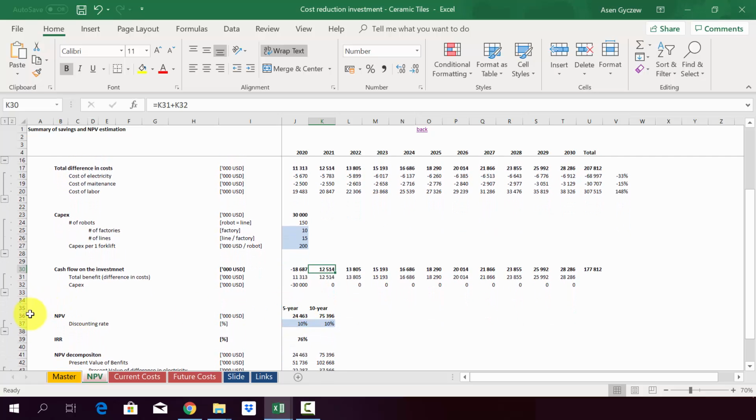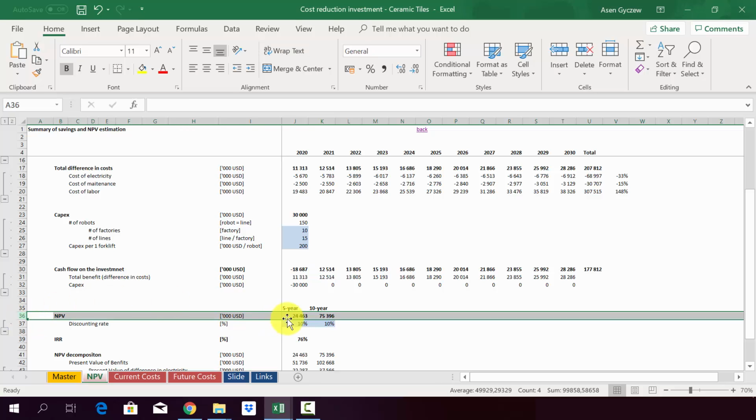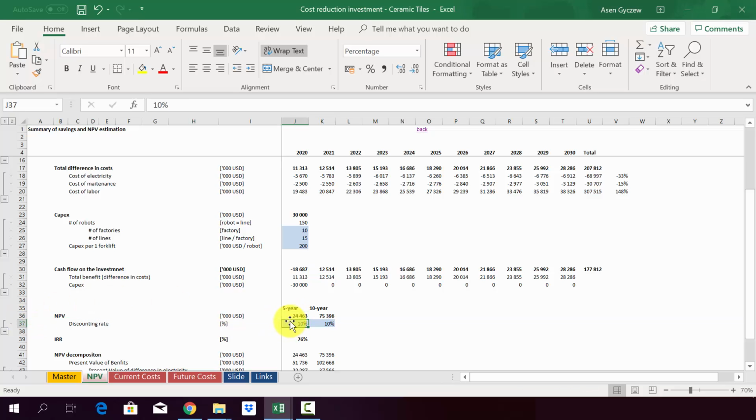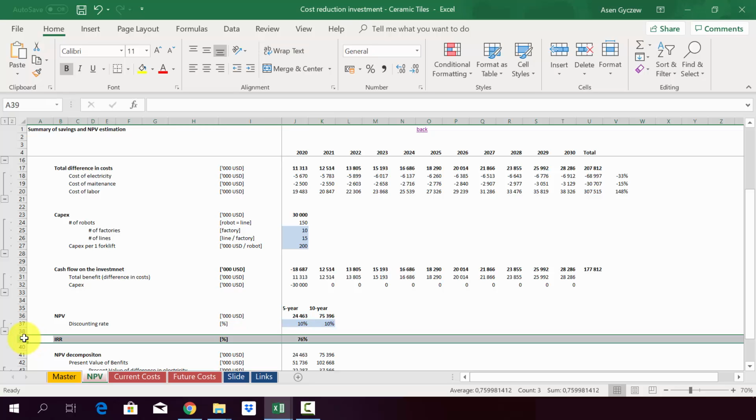Now, the NPV, so we calculated two NPVs. So 5-year perspective using 10% discount, it's 24 million. And then 10-year perspective, it's 75 million. And the internal rate of return, so it shows us what is the return on the investment, is actually 76%.